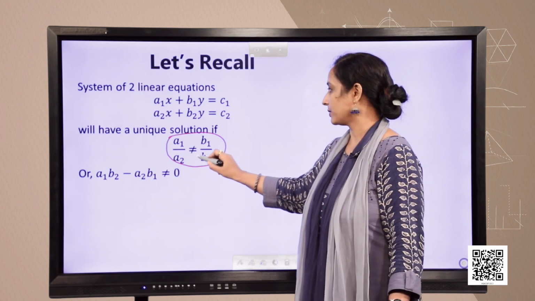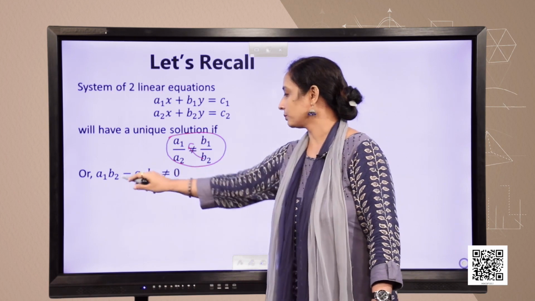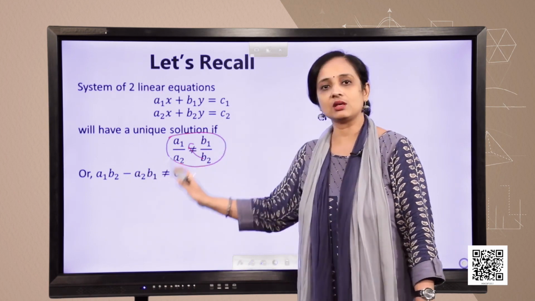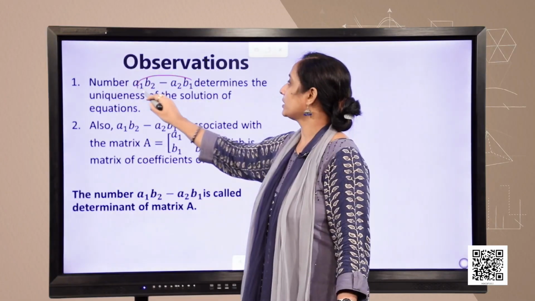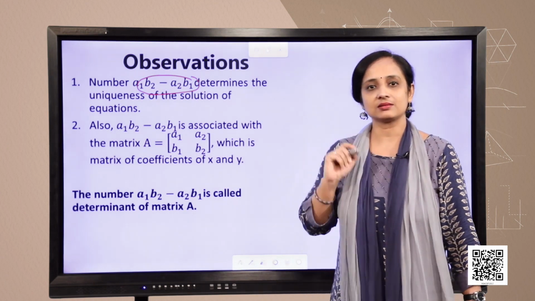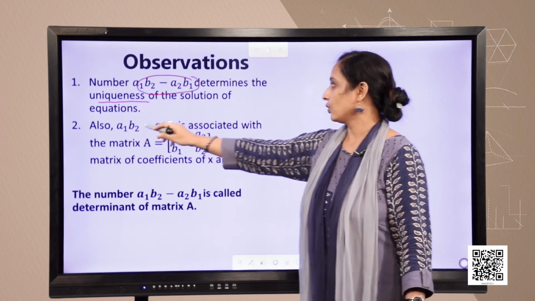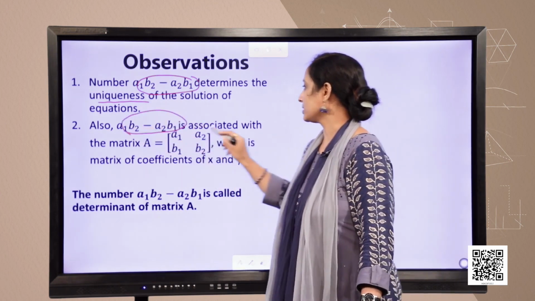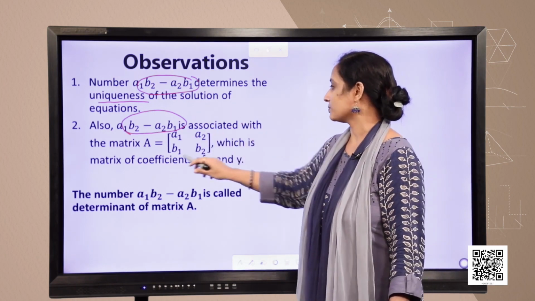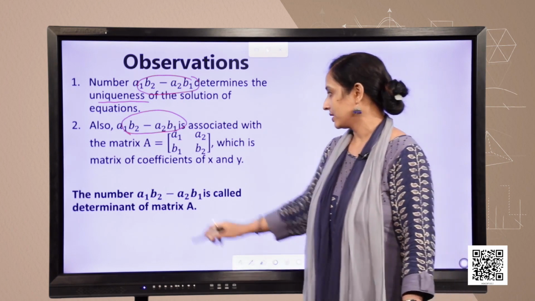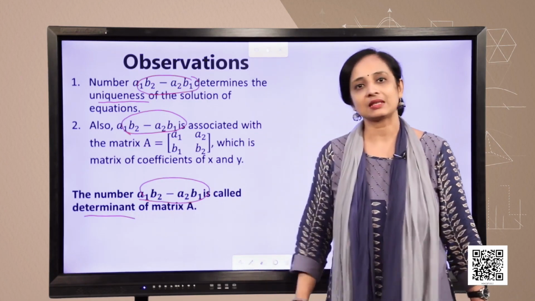So if I just cross multiply this b2 by this a1, what will I get? a1 b2 minus a2 b1. This must not be equal to 0. So this number a1 b2 minus a2 b1 determines that the solution of the equation is unique. Also this number is associated with this matrix. We can obtain this number from this matrix, which is the matrix of coefficients of x and y. So this number is called the determinant of the matrix A.